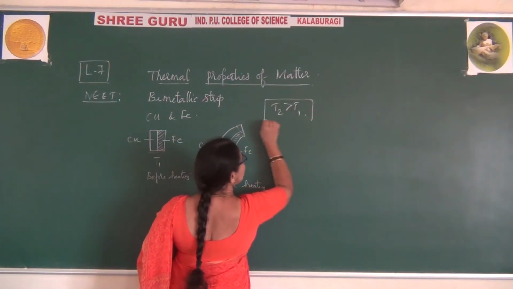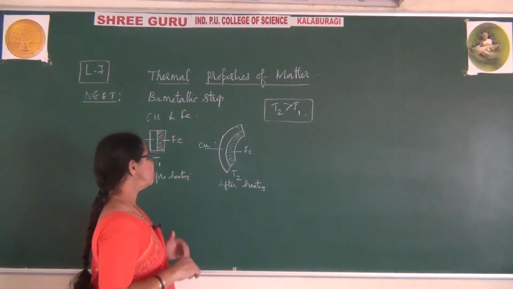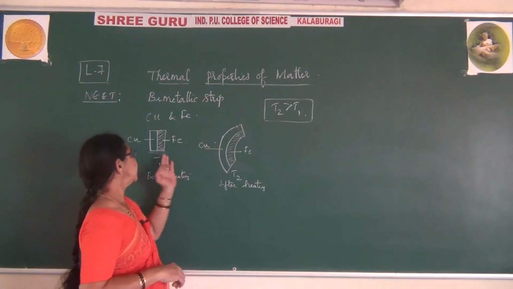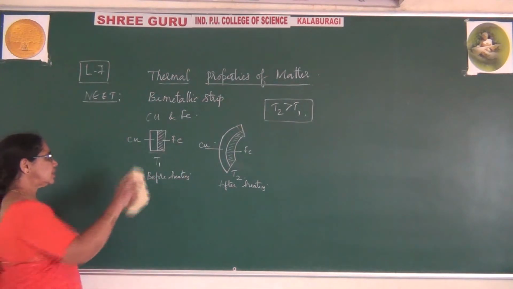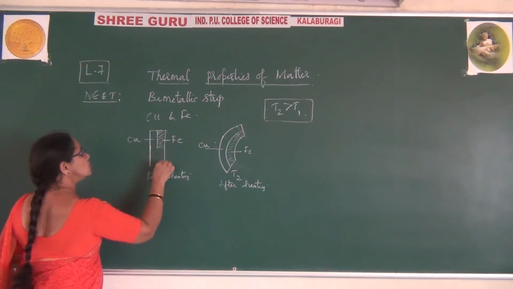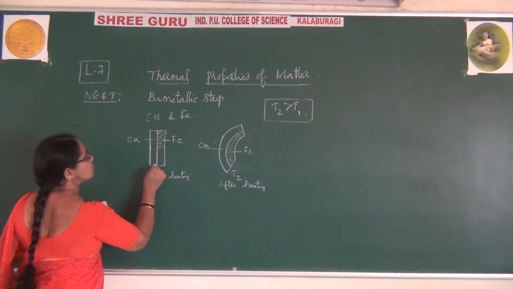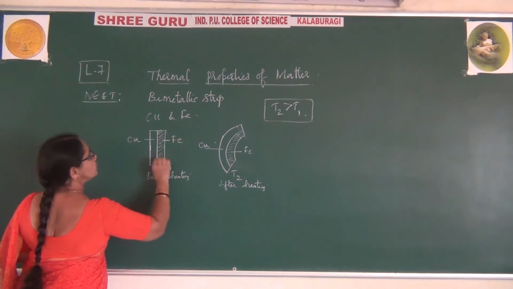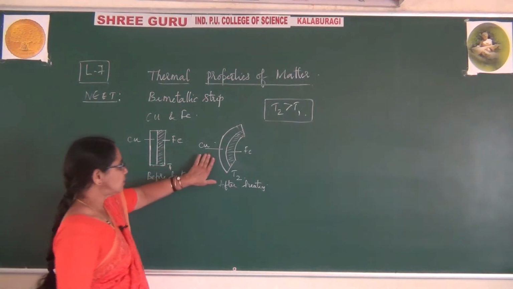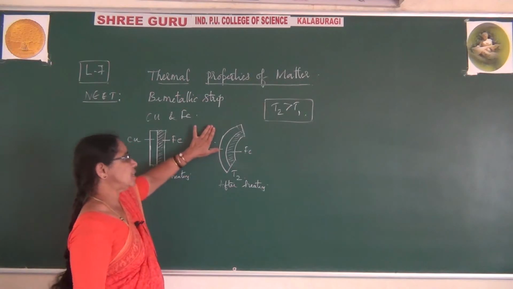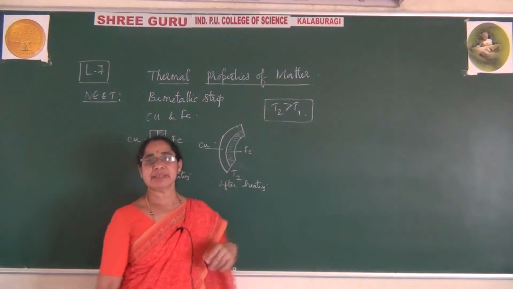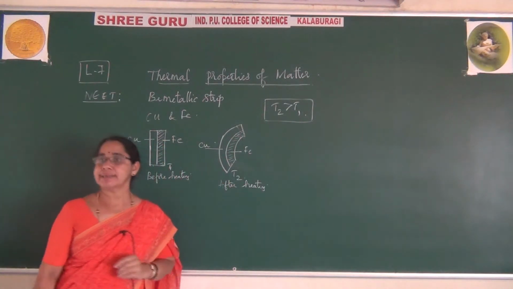What do you mean by this? T2 is greater than T1 means the temperature is more, compared to before heating. I will draw this slightly bigger, then you will understand much better. So you can observe that this bending of the metal takes place due to expansion, because T2 is greater than T1.